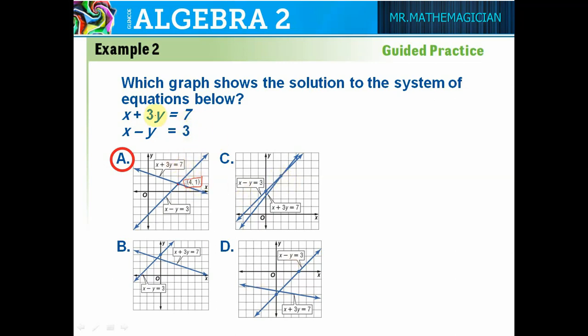I'll try now (4, 1) in the first equation. So 4 plus 3 times 1, is it equal to 7? Of course, 4 plus 3 times 1 is 7, and 7 is equal to 7, so it works with the first equation. Now for the second. 4 minus 1. Is it really 3? Of course, 4 minus 1 is 3, which is equal to 3. So it works for the second equation as well. So that's why A is an accurate choice.